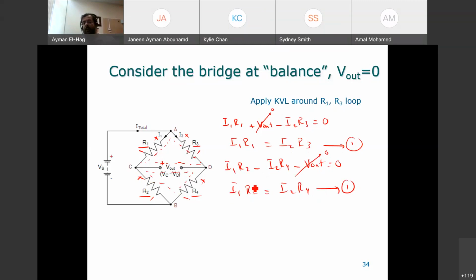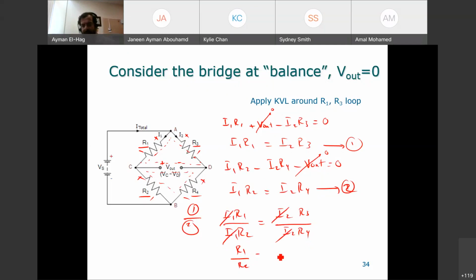Let's divide equation 1 by equation 2. So you'll have I1 R1 divided by I1 R2 is equal to I2 R3 divided by I2 R4. So this will cancel, this would cancel, and this will give me this condition: if R1 over R2 equal to R3 over R4, then your bridge is balanced and your V out is equal to 0.